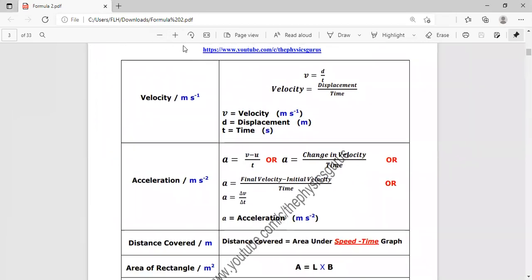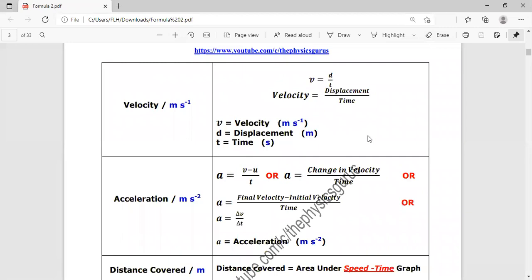Here is the formula of velocity and acceleration. Velocity is the ratio of displacement to time, or displacement covered in unit time is called velocity. Its formula is v is equals to d over t. Acceleration is the rate of change of velocity, so its formula will be a is equals to v minus u over t, or change in velocity over time, where v stands for final velocity, u is the symbol of initial velocity, and t is the symbol of time. It can be written as a is equals to delta v over delta t, where delta v represents change in velocity and delta t represents time.